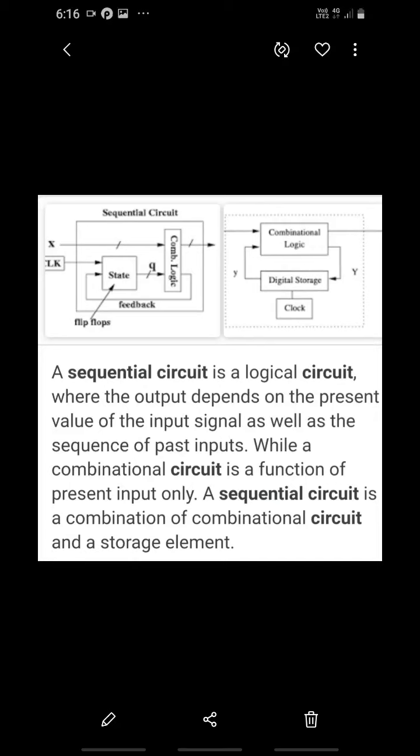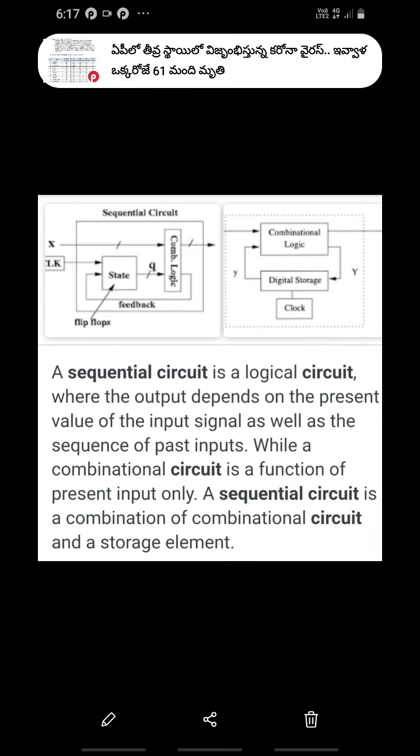Today I am explaining about sequential logic circuits. A sequential logic circuit is a logic circuit where the output depends on the present value of the input signal as well as the previous input, while a combinational circuit is a function of present input only.